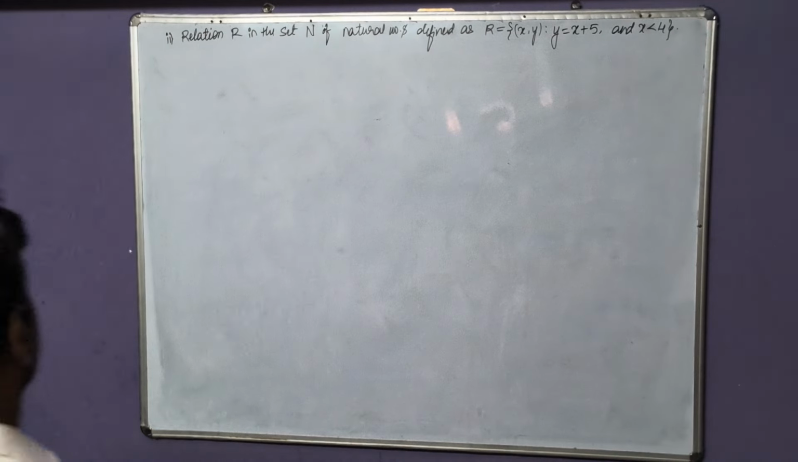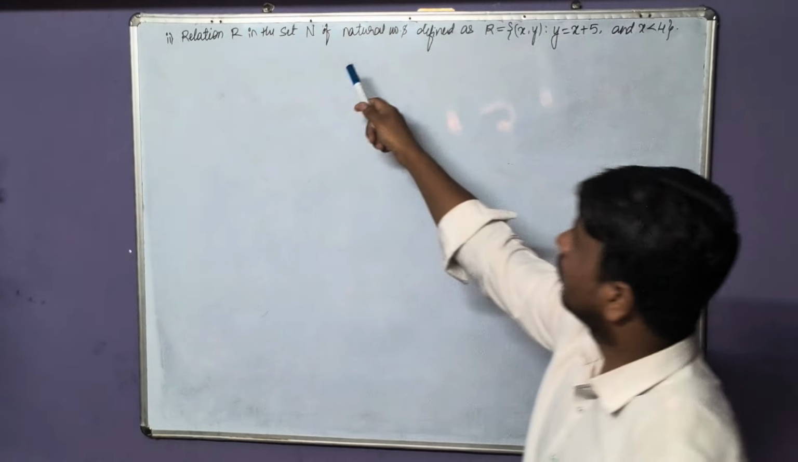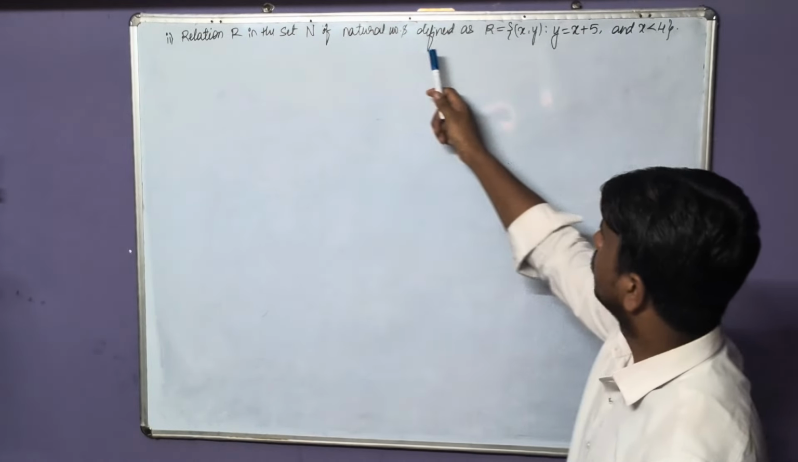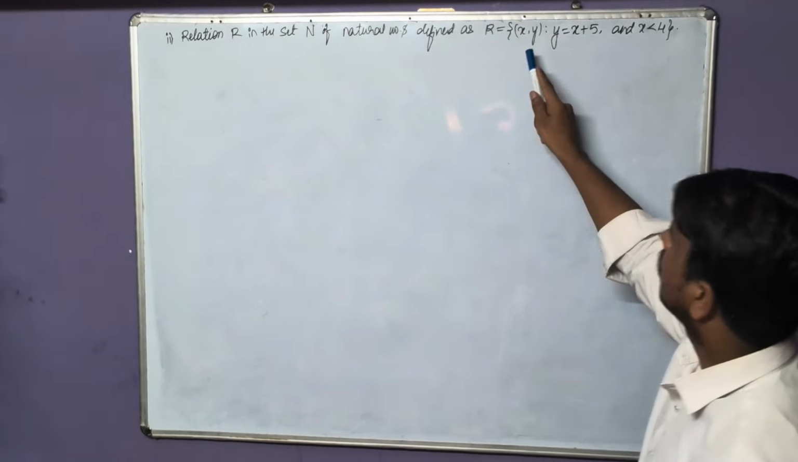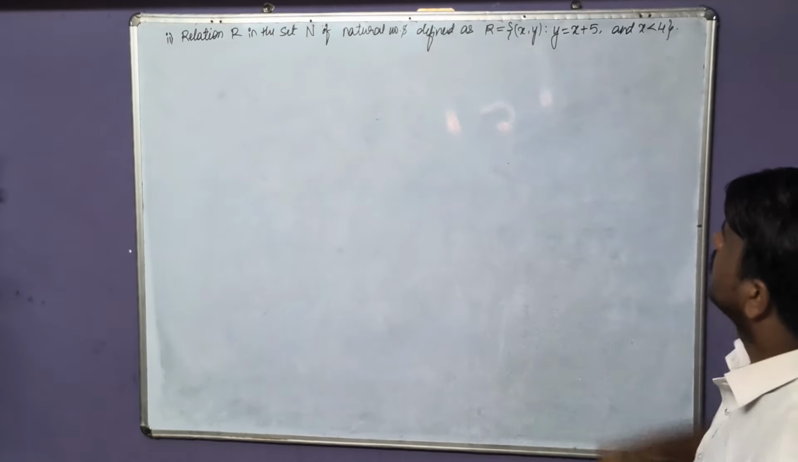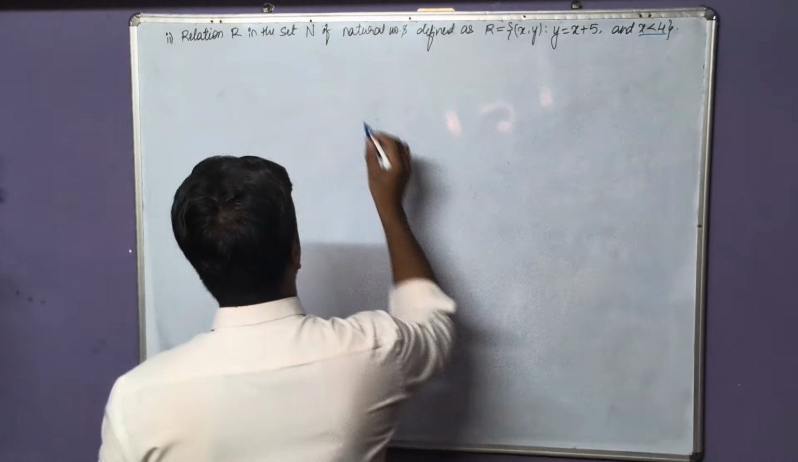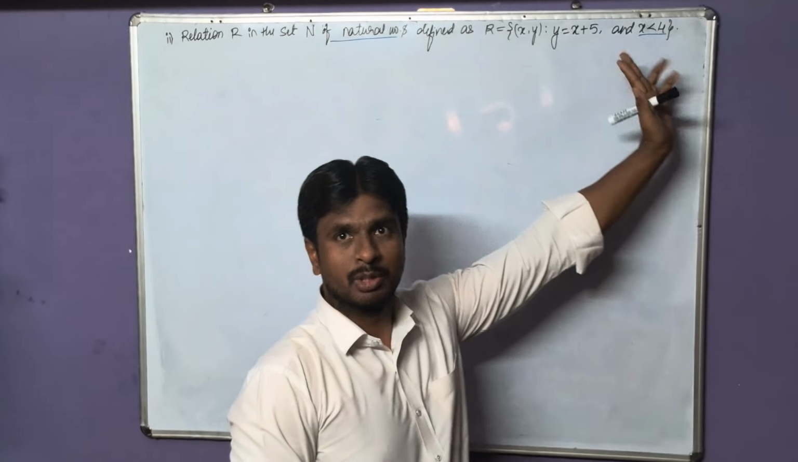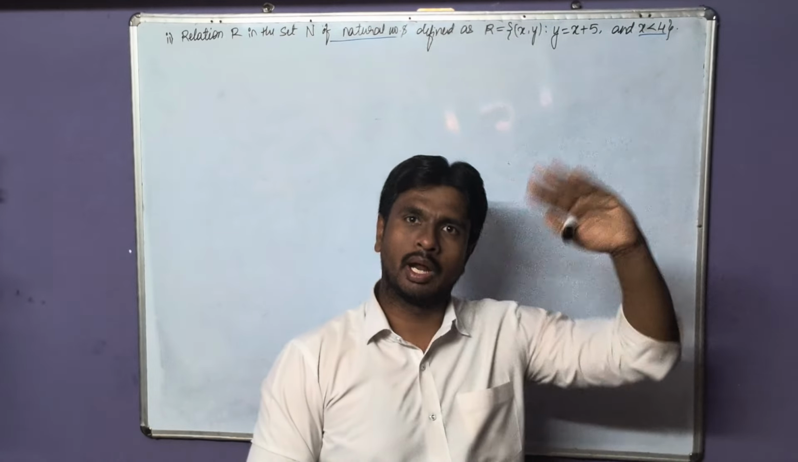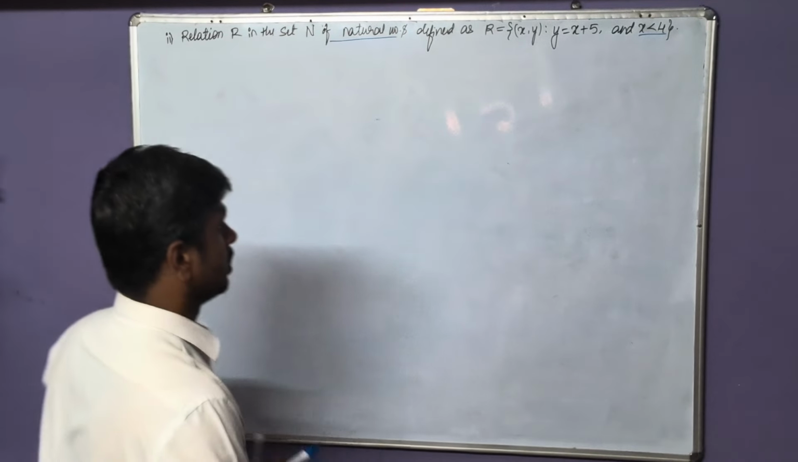Okay, you can observe the next sub question we have. The relation R in the set N of natural numbers is defined as R equals the ordered pairs x comma y such that y is equal to x plus 5 and x is lesser than 4. Here our set A elements are natural numbers, and we have one more condition that the value of x must be lesser than 4. Natural number and less than 4, both conditions are to be considered.